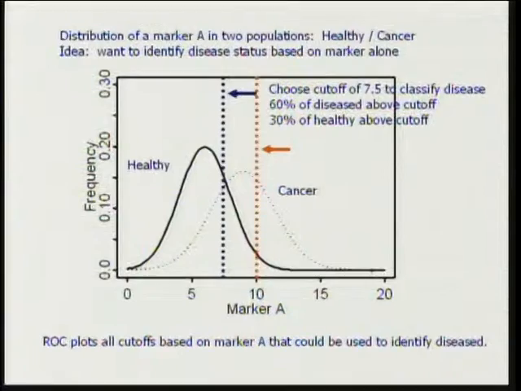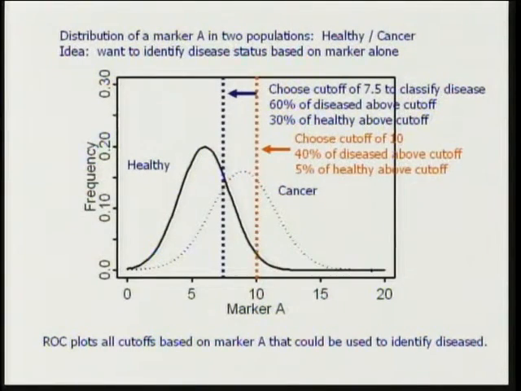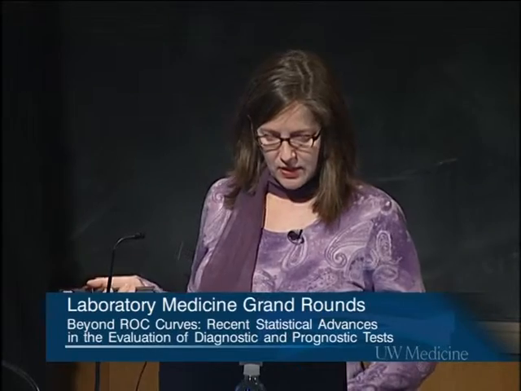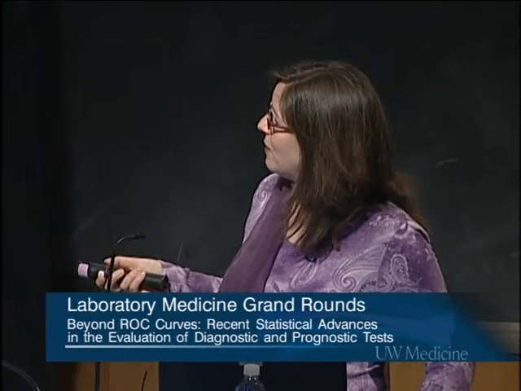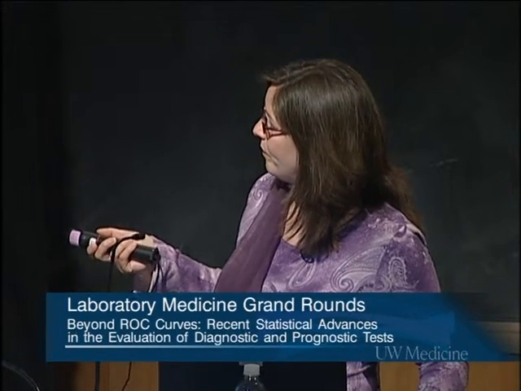We could choose one that's higher in order to reduce the false positive fraction. There we go. I think this reduces the false positive fraction to about 5% of healthy people, but it also reduces the proportion of people who have cancer that we're actually classifying as having cancer. So it reduces the true positive fraction to about 40%, which is about the success rate I'm having with the pointer.